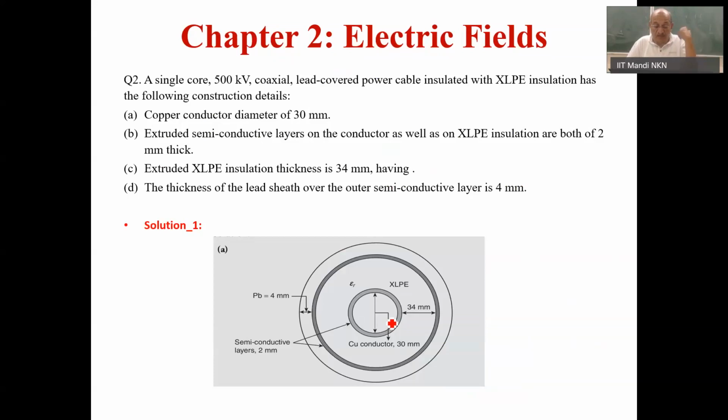You must know what will be your RO, and what will be the RI, the inner radius of the coaxial conductor system. The conductor diameter is 30, so the inner radius will be 15 millimeter plus 2 millimeter. So RI works out to be equal to 15 plus 2, that is 17 millimeter.